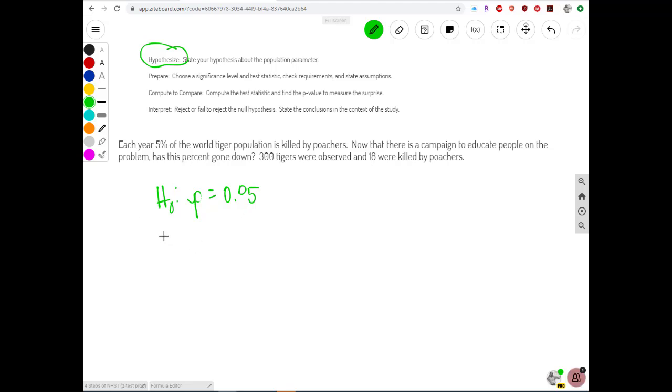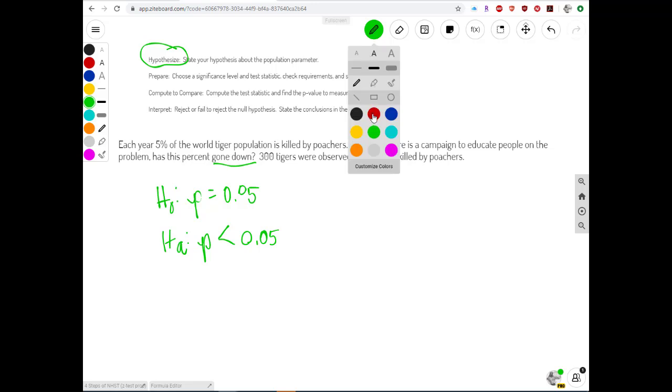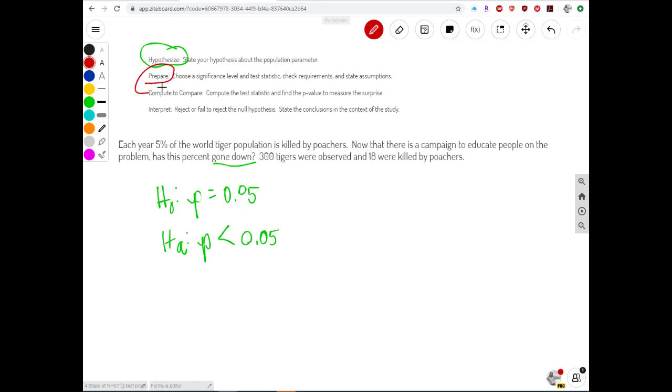The alternate addresses the question. So HA, has the number gone down, or has the percent gone down? So we're looking for a decrease of 0.05, and we get that from this part right here. In the next step, we're going to do all the preparing. So we're going to go ahead and do this one in red. Okay, so let's choose a significance level.